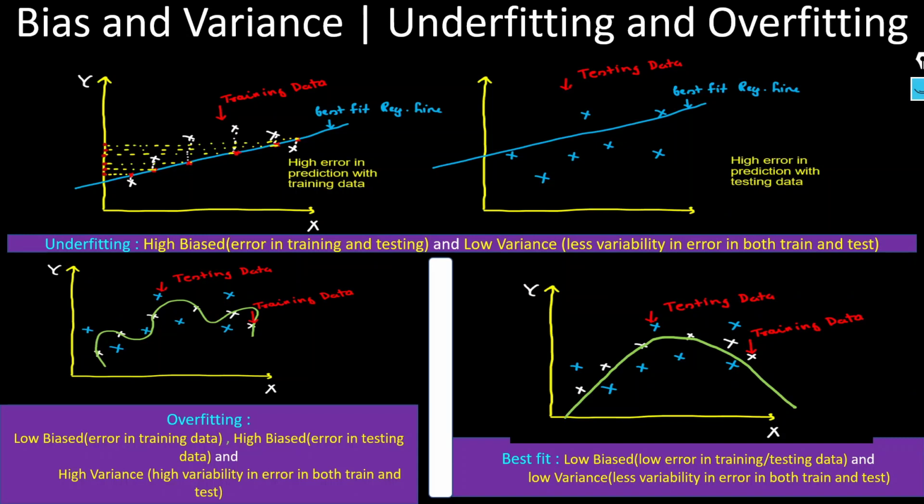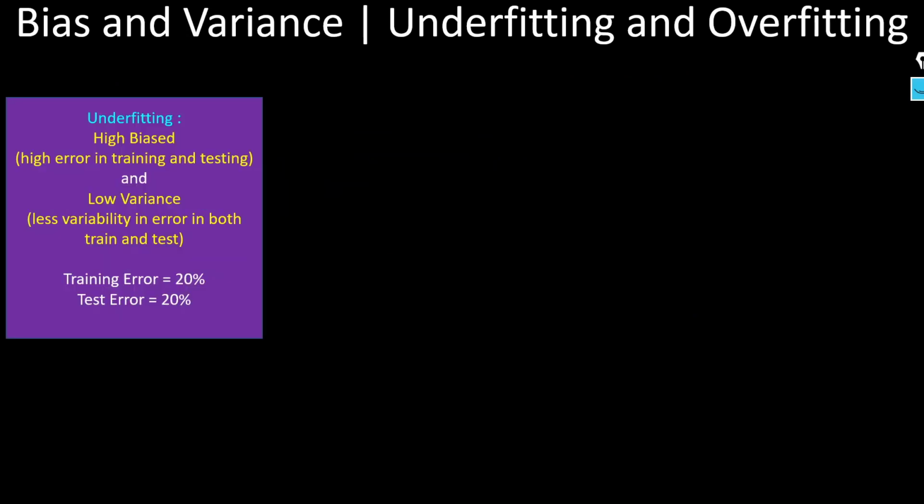So this way we can get the best fit model, where we have low bias and low variance. So if you see here, what is underfitting? Underfitting is where we have high bias and low variance. High bias means high error in both training and testing. If you see here, we have high error in both. And low variance. Low variance, if you see here, there is very little variability. It means we are getting the same error. It means variability will be 0. So that is called your underfitting.